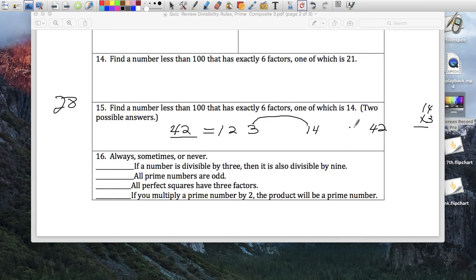2 and 21. 3 and 14. 5 is no. 6, oh darn, so 6 comes with 7. So that makes it 1, 2, 3, 4, 5, 6, 7, 8 pairs. No, 8 factors. So that's not it. 3 and 14 is not it.